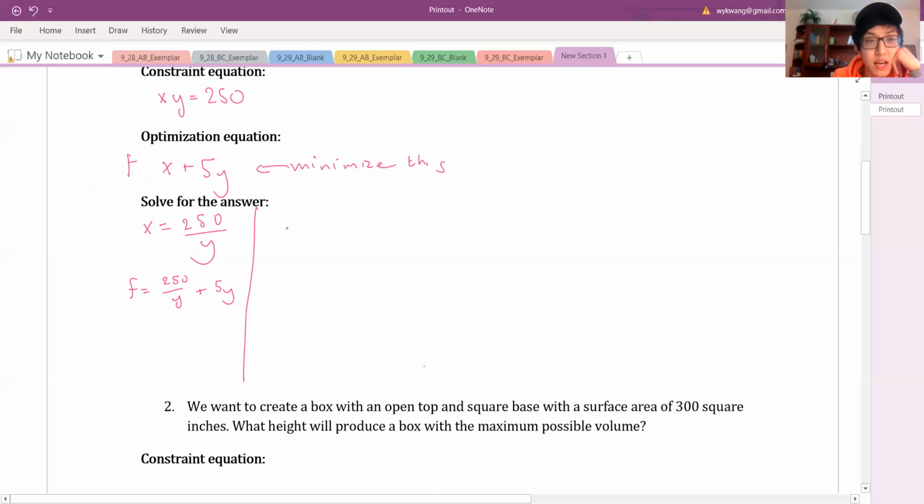So once we hit this, let us now find the critical points. And we do that by finding f prime, or the derivative, right? Before I do that, I'm going to rewrite this so we can use the power rule more easily. So 250 times y to the negative first power plus 5y, right? So f prime is going to be equal to negative 1 multiplied by 250 times y to the negative second power plus 5.